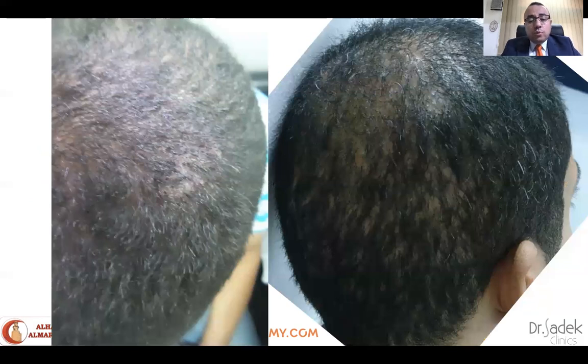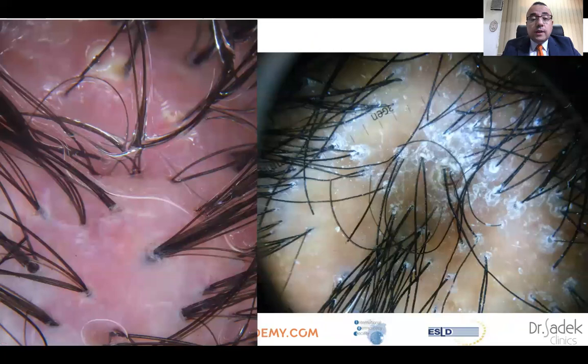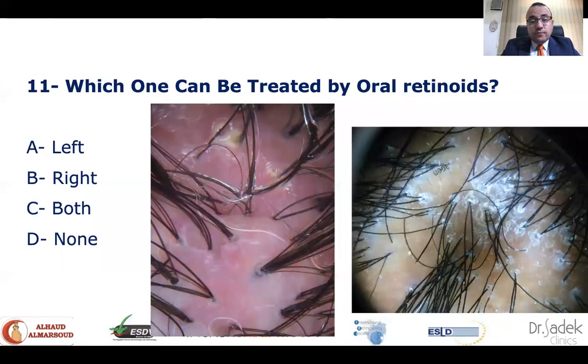And now to those two young gentlemen suffering from a moth-eaten appearance of the scalp due to multiple patches of hair loss. And these are the trichoscopic images. Any clues? Which one can be treated by oral retinoids? What do you think? Shall it be the one on the left, the one on the right, both, or none?